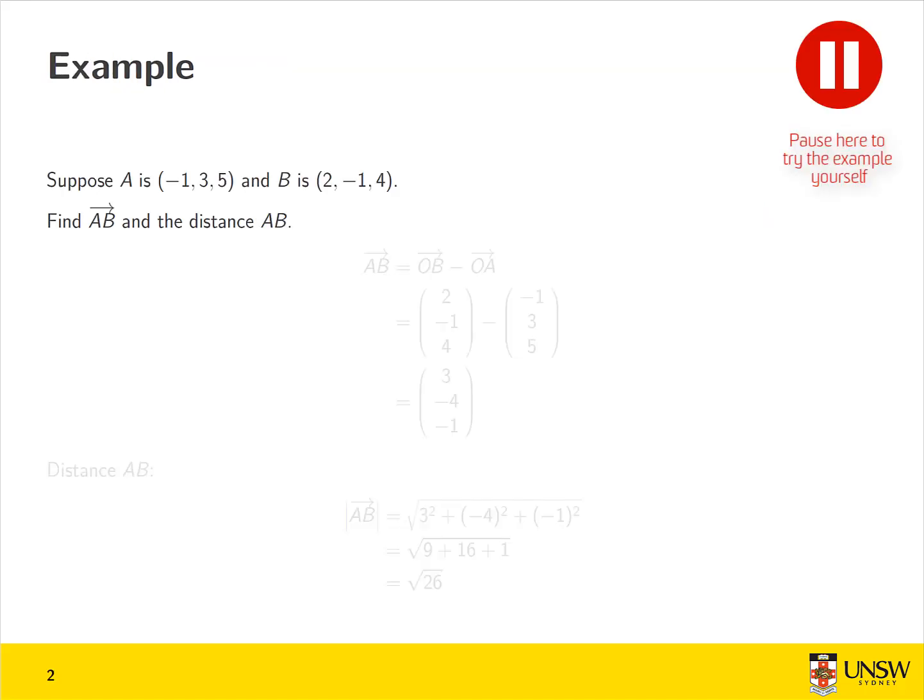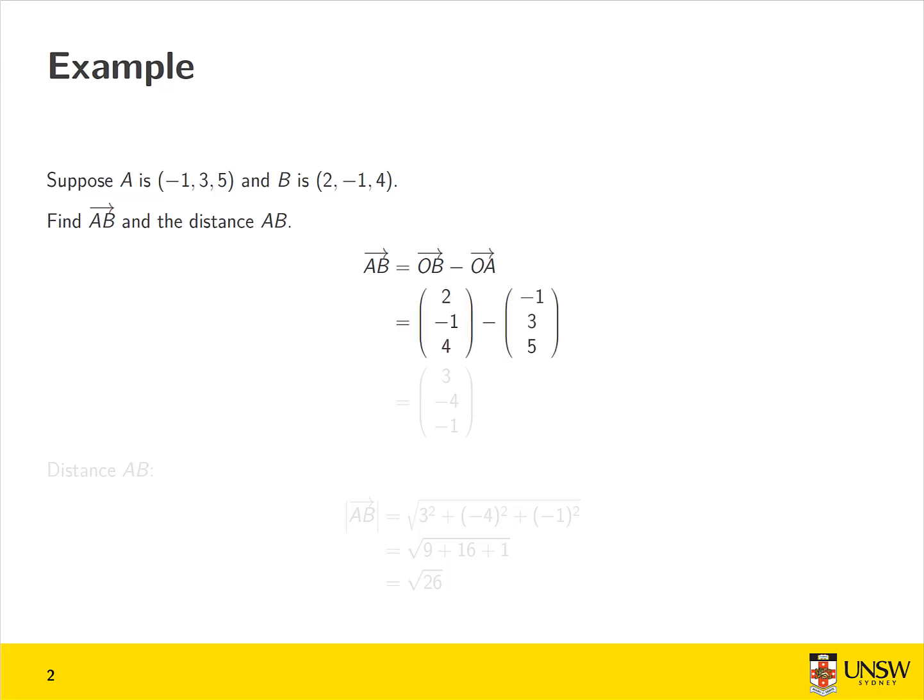For example, consider the points A at (-1, 3, 5) and B at (2, -1, 4). We are asked to find the vector AB and the distance from A to B. The displacement vector formula says that AB is OB minus OA, so we want to find (2, -1, 4) minus (-1, 3, 5). This resolves to the vector (3, -4, -1).